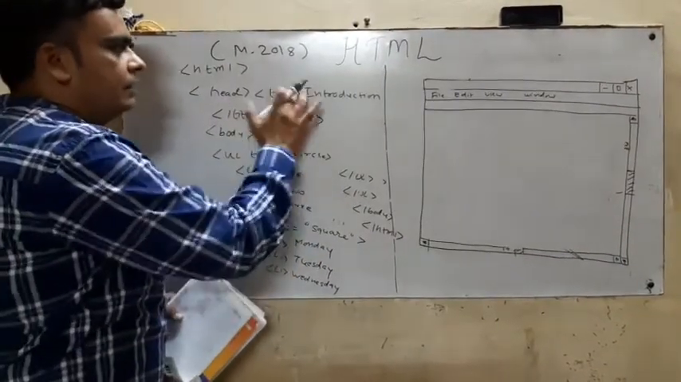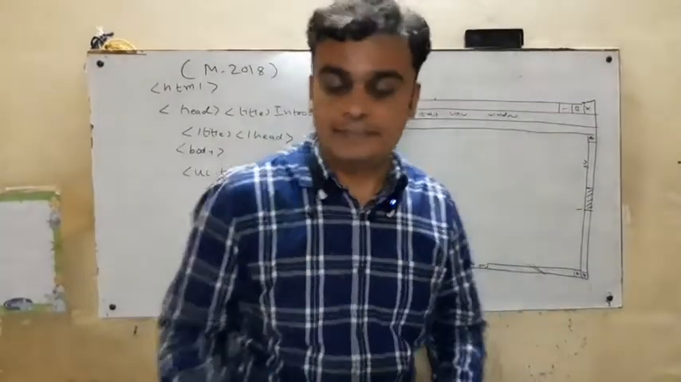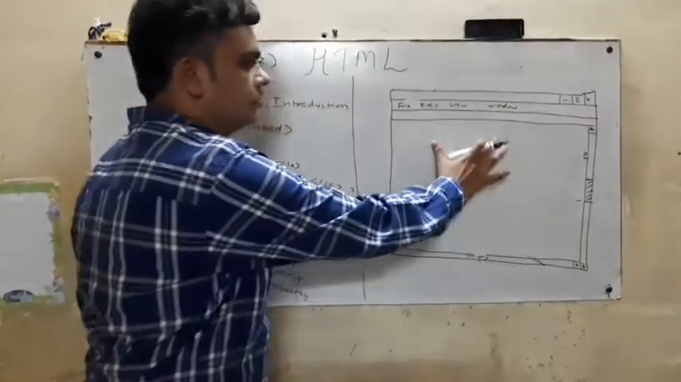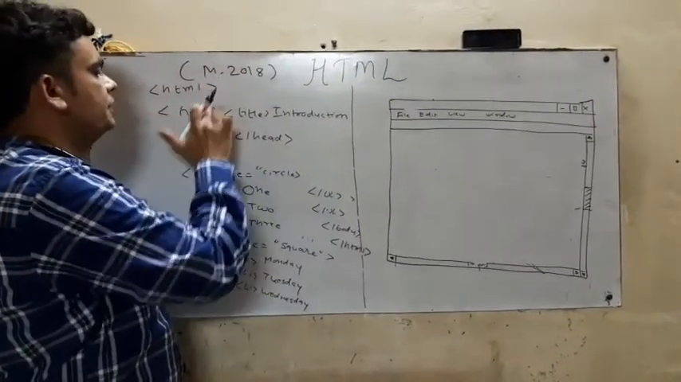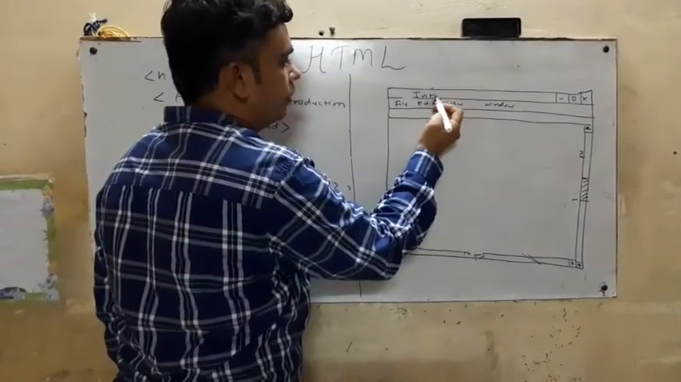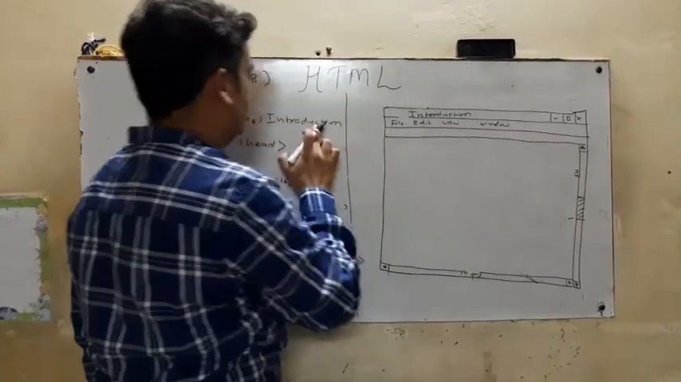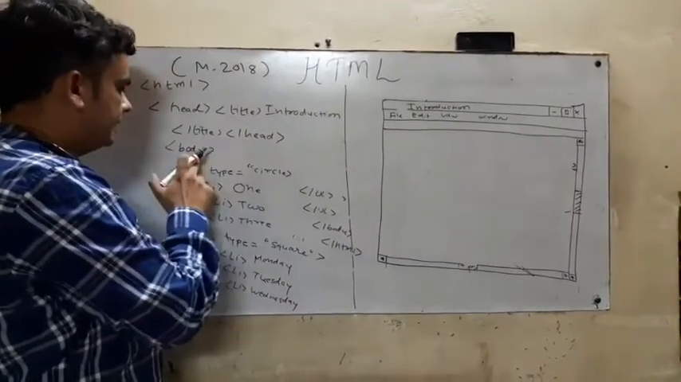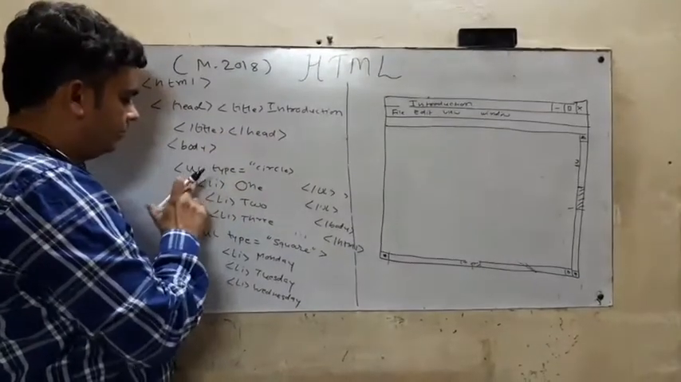It is already given in your question paper. Draw its output. So let's see. This is the window I have already drawn. First of all, they mention HTML, head, title. As we know, the title is shown on the title bar of my window. So here I write introduction, /title, /head, body. No h1 or h2 tag is there, so there is no need to worry about it.